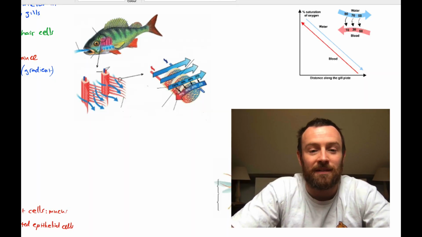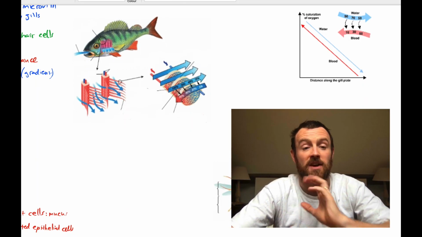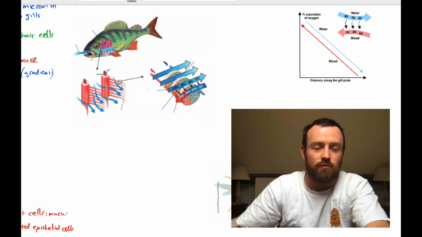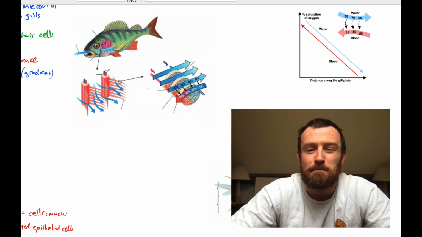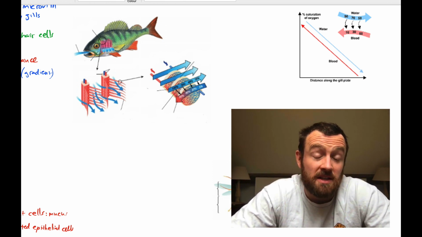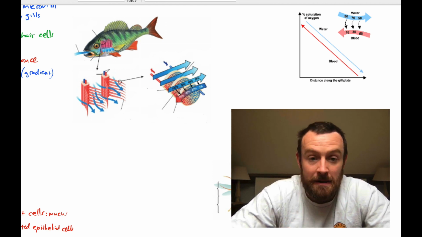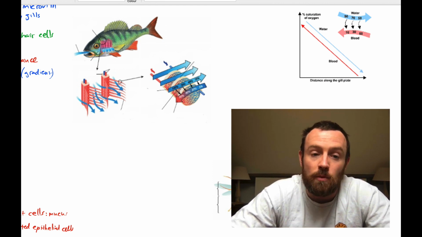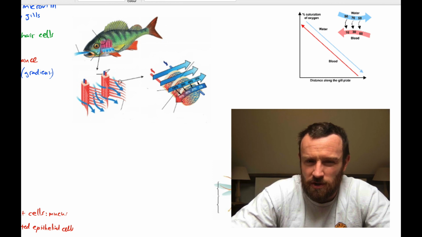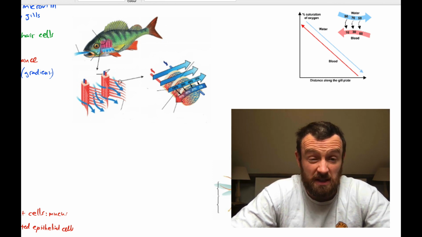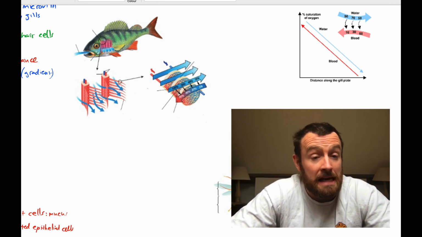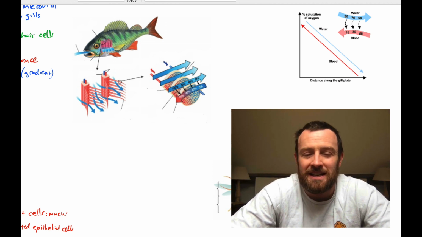Okay, now let's talk about the gas exchange system in fish. I think one thing that's really interesting about fish is they have basically a better system than us. Their system is more effective at extracting oxygen from seawater than ours is at extracting oxygen from the air. So why do they have to be so good? Well, the reason is there's less oxygen in seawater than there is in the air.